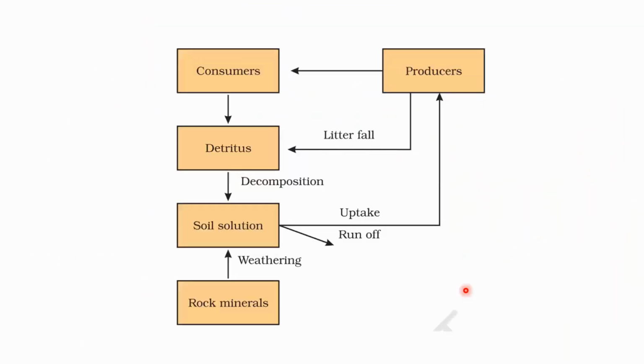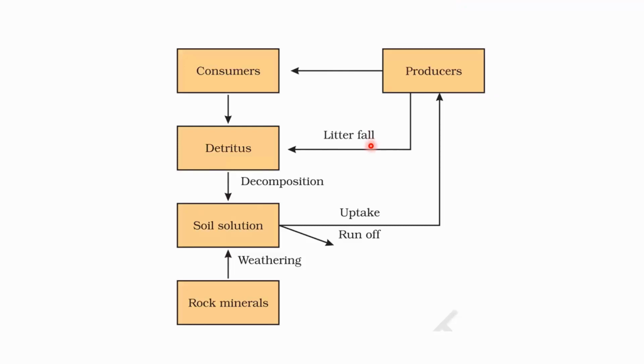So in all of these cases, we see that these cycles have different reservoirs based on the type of the elements, and different forms of these elements are utilized by the plants and the animals. And so different forms of these elements are present in the environment that can be taken up by the plants and the animals, thus helping in the recycling of these nutrients.